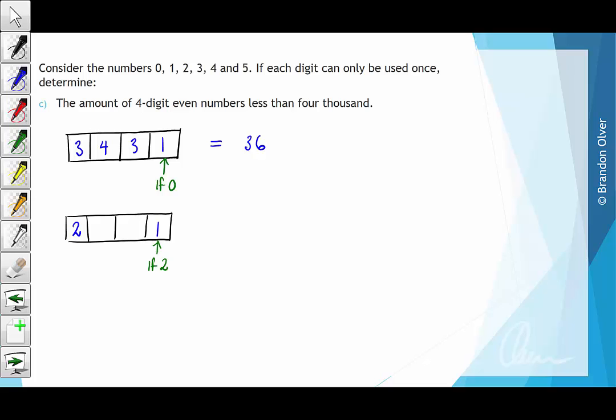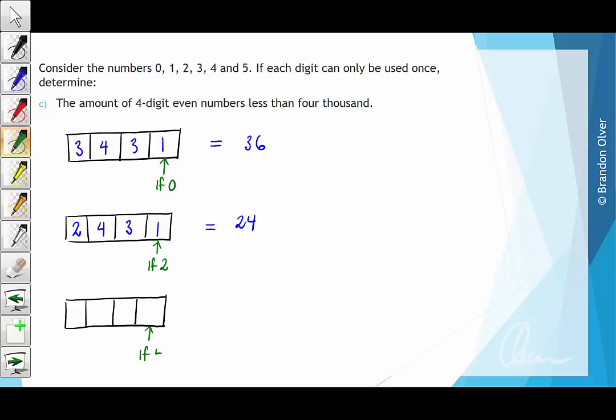Now there's 2 numbers that are used, so that means there's 4 numbers for the second position and 3 numbers for the third position. So 2 times 4 times 3 times 1 is equal to 24 different numbers that are even and less than 4,000 if they end in a 2. The last case we need to consider is the even 4-digit number if it ends in a 4.